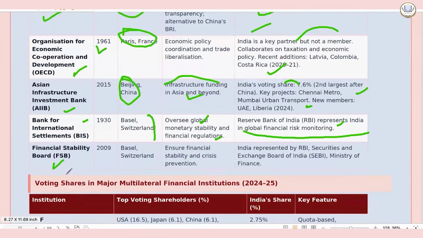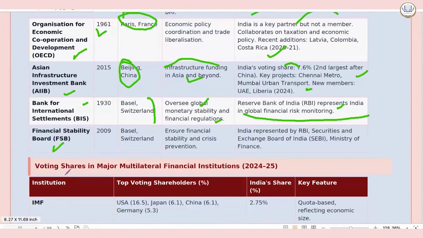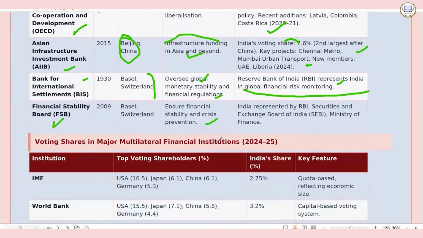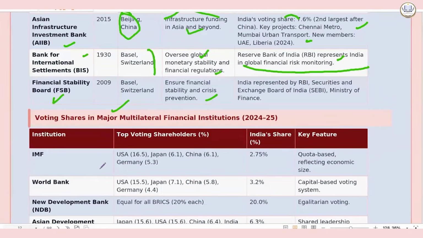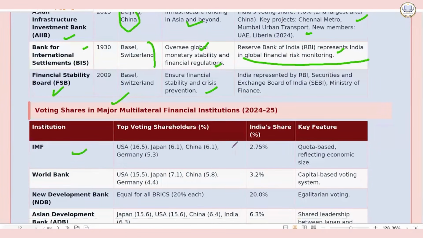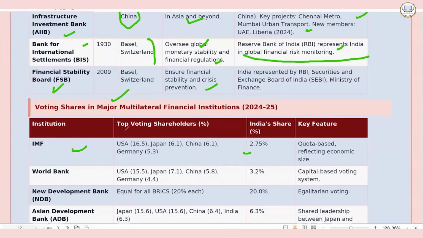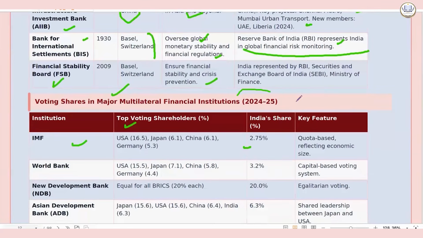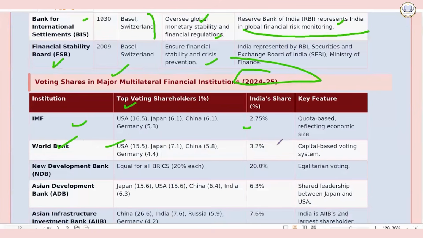We have the Financial Stability Board, 2009, Basel, Switzerland. It ensures financial stability and crisis prevention. India is represented by RBI, Securities and Exchange Board of India, and Ministry of Finance. Voting share in major multilateral financial institutions: IMF, India's share is 2.75%, and the top shareholder is USA, number 1, as of 2024-25. World Bank, US is again top, India is 3.2%. Capital-based voting system is there. Here, quota-based, reflecting economic size.